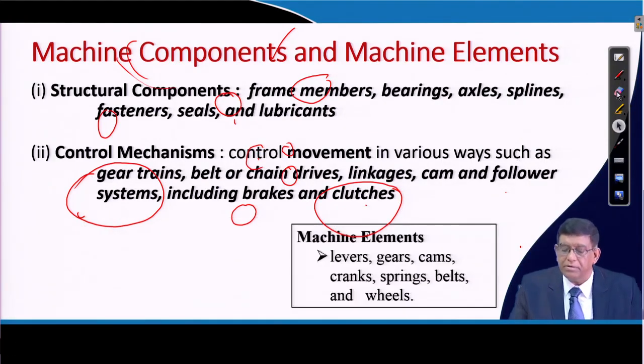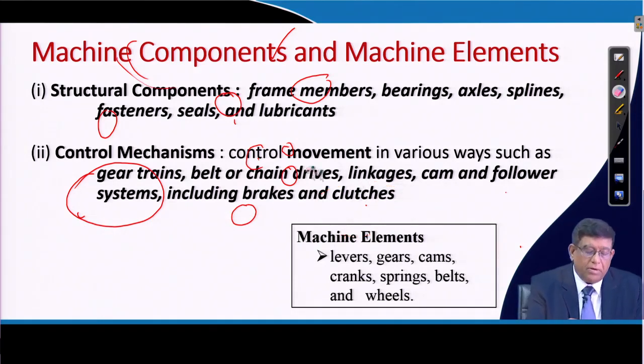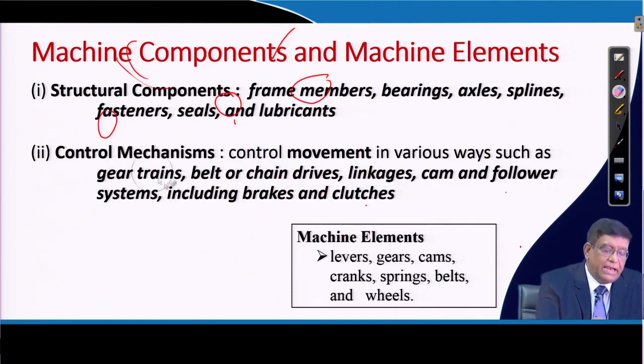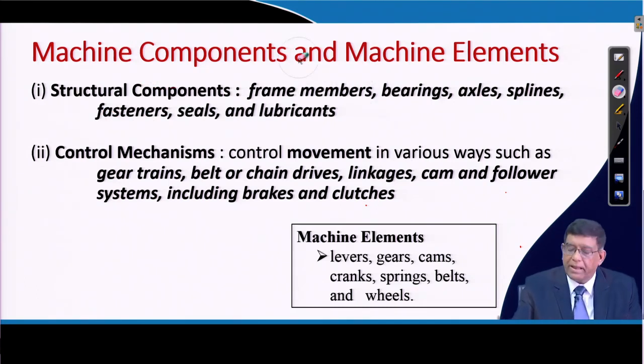You can see the machine components and machine elements. There are different structural components and control mechanisms, because when we said that any machine has three main components, some are structural components, that means all these devices, so that it can stand and move and work, structurally it should be suitable for working. That comprises the frame members, bearings, axles, splines, fasteners, seals and lubricants. A lot of things are there in making that structure.